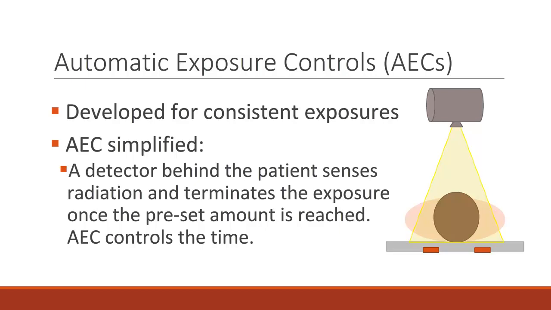The simplified concept behind AECs is a detector is in place behind or after the patient, and the remnant beam, or the X-rays that have passed through the patient or the body part, interact with this sensor. Once the detector senses the preset amount of radiation, it terminates the exposure. The AEC controls the amount of time the exposure is active. All other factors are set by the radiographer, including the kVp and mA. Time is the variable that the AEC is affecting. We will review this process in more detail as we are discussing the two types of AECs.